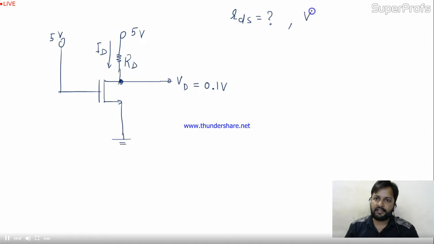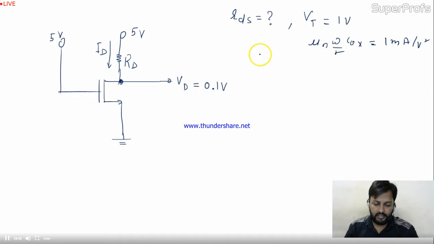And the conditions are given. Threshold voltage 1 volt and mu n Cox W by L is given 1 milliampere per volt square. Okay, so this is the condition. So they're asking to find out this RDS. And RD is also unknown, and they're asking for the RDS, the resistance between these two. Correct, friends?